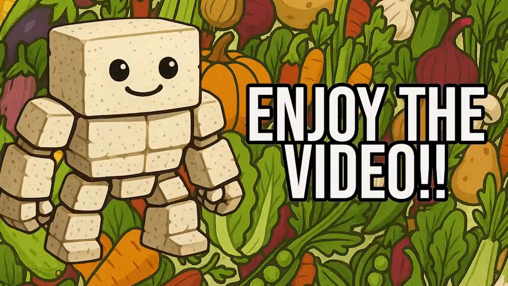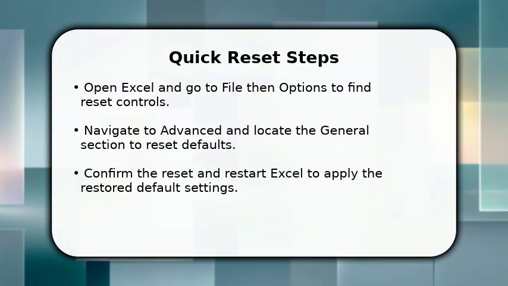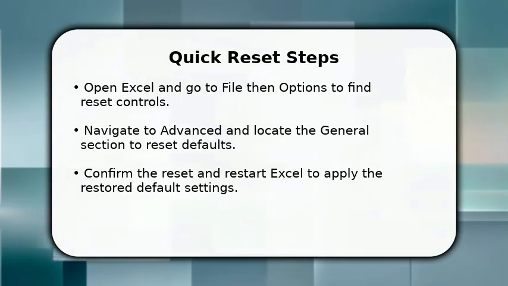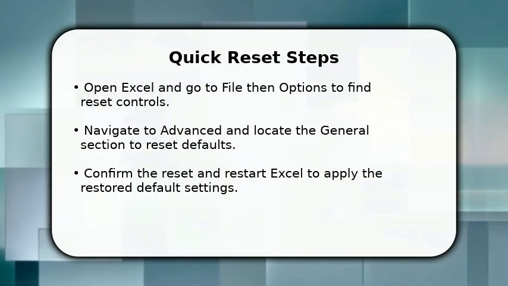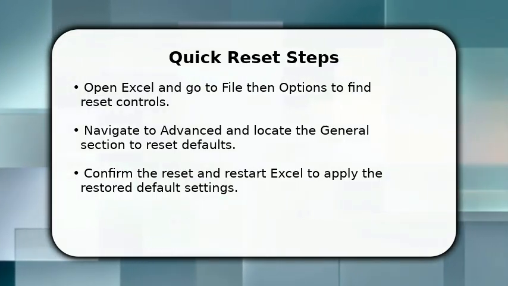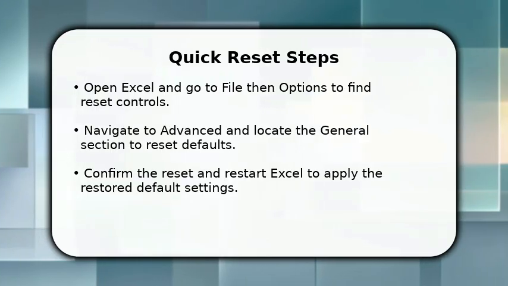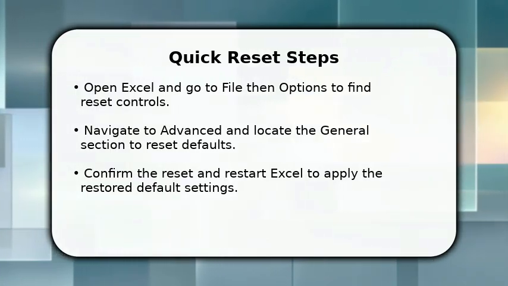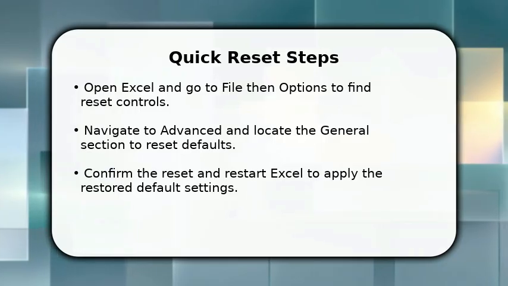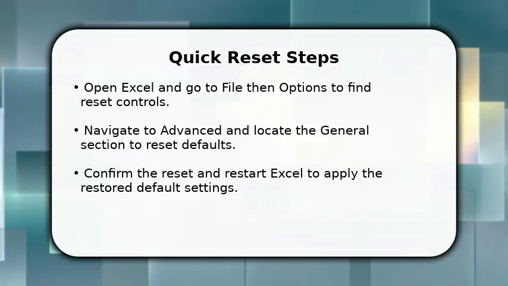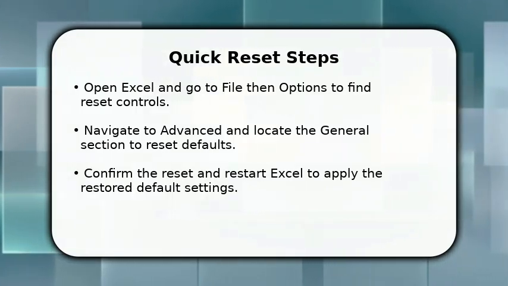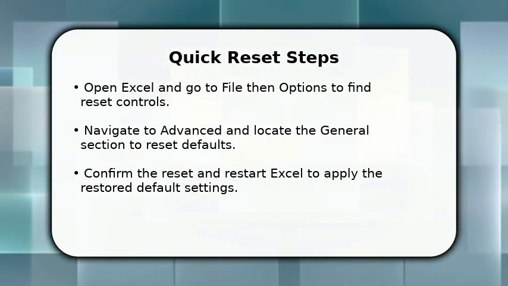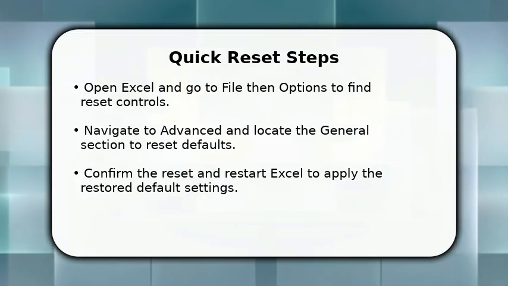Please enjoy the video. In this video, I will explain how to reset Excel settings, an easy guide. Open Excel and go to File, choose Options, then select Advanced and scroll to General to find Reset Controls. Click Reset to Defaults and confirm the prompt, then restart Excel so changes take effect. After restarting, create a new workbook and test key features. If settings did not restore, I will show additional repair steps you can try next.